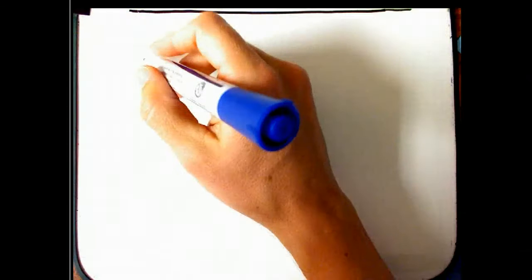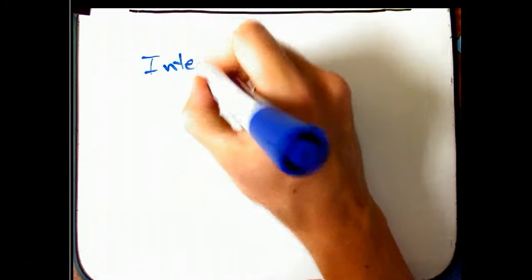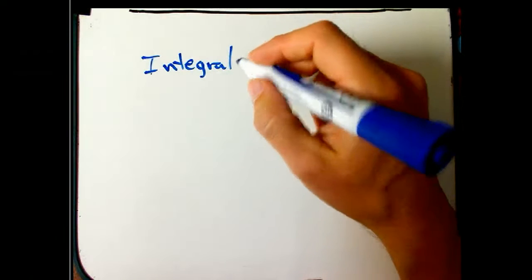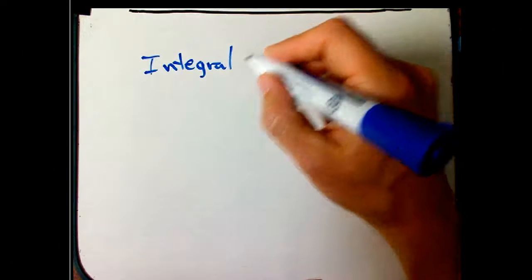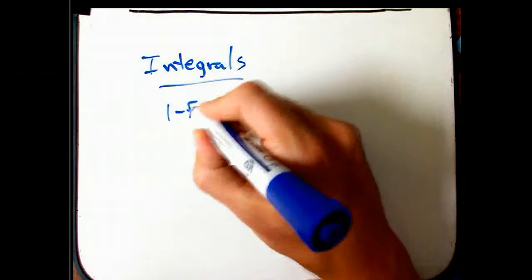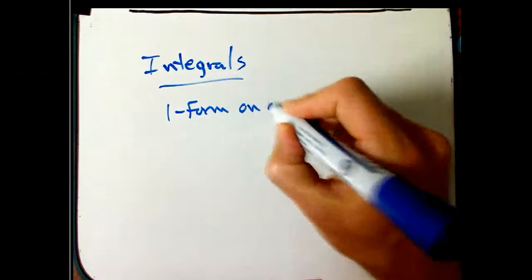Let's review a little bit where we've got so far. I just want to recap. We've got the integral. We've focused a lot on integrating, not so much on differentiating forms, and I'm going to switch to differentiating in a second. But the integral of a one form, let's see, so integrals, we've got a one form on a curve.